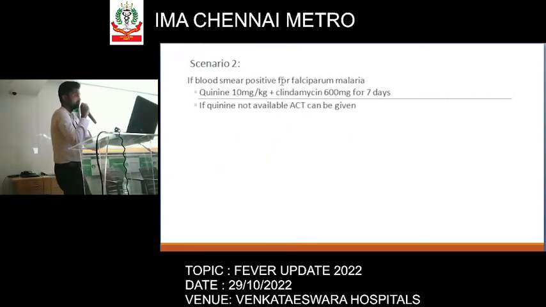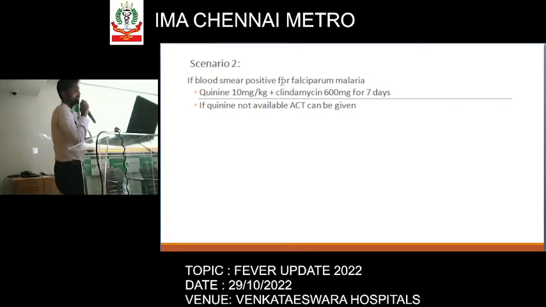Suppose the same pregnant lady has a smear positive for falciparum malaria, what will be our treatment? Since it is 10 weeks of gestation, it's the first trimester. During the first trimester, compared to ACT, quinine is preferable. However, if quinine is not obtainable or accessible, we can still give ACT combination drugs for these patients. Quinine at a dose of 10 mg per kg plus clindamycin 600 mg for 7 days needs to be given if it is falciparum malaria and the patient is in the first trimester.